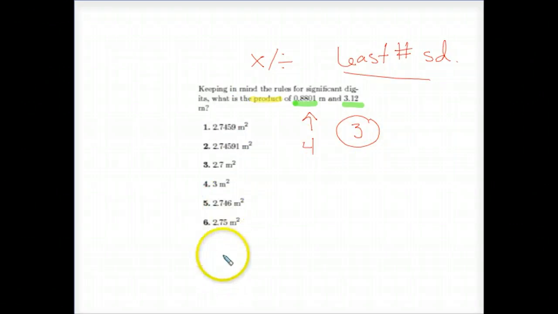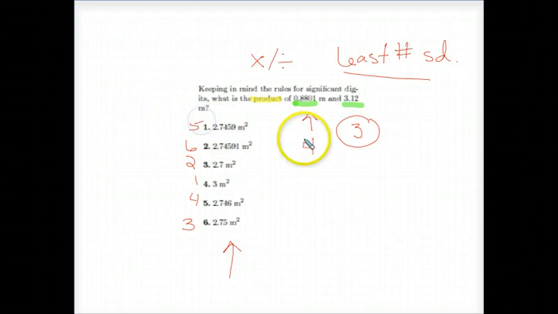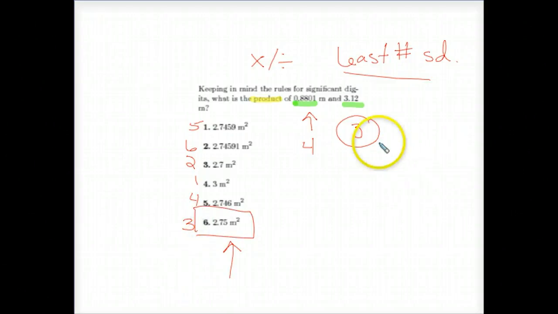If you come over here and look, you can see that every single one of these answers is exactly the same thing. The difference is the number of significant digits they kept. 2.75, well, what do you know? There's 3. So we know we're good, but let's look at the rest. I have 1, 2, 3, 4, so this one has 4. 3, that has 1. 2.7, there's 2. 2.74591, so 1, 2, 3, 4, 5, 6. 1, 2, 3, 4, 5. The only answer that has 3 significant digits is this one, so that's the answer.